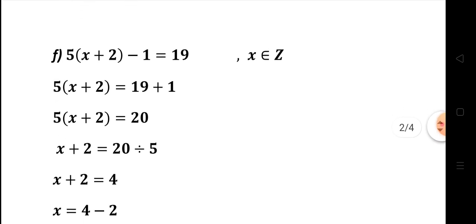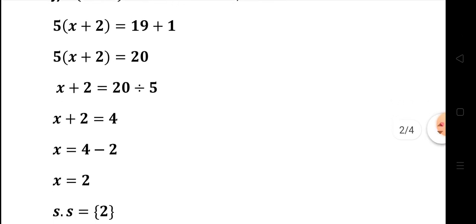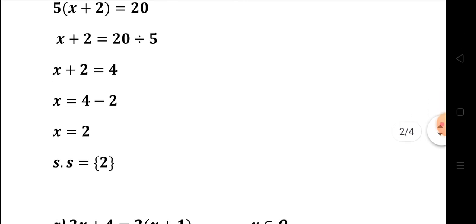The next example. 5 multiplying by the bracket x plus 2, minus 1 equals 18, and x belongs to z. At the first, I will move the number 1 to the other side with the opposite operation, which is plus. So the equation will be 5 multiplying by x plus 2 equals 20. I ask myself, is 20 divisible by 5? Yes. So I will divide it by 5. So the equation will be x plus 2 equals 20 divided by 5 equals 4.